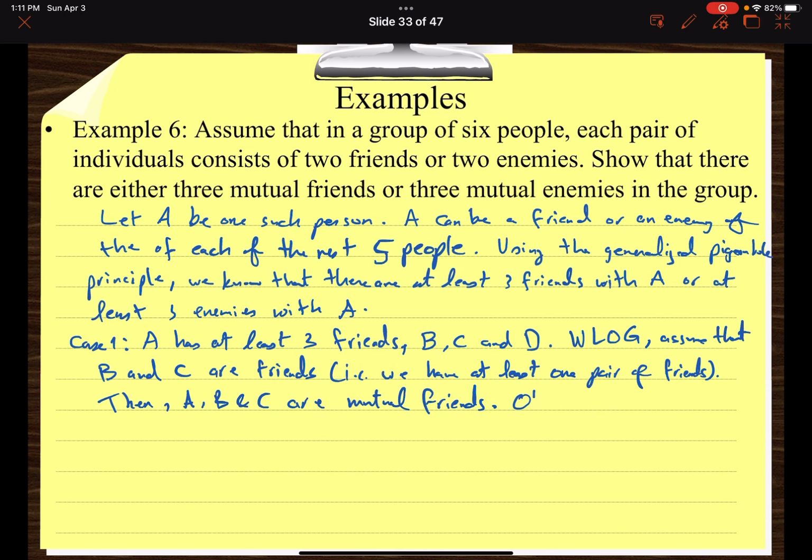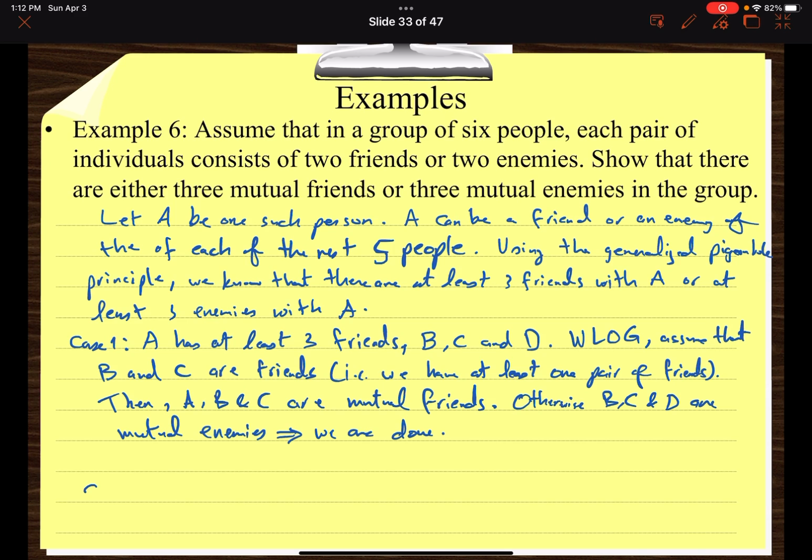Otherwise, B, C, and D are mutual enemies, which means that we are done, right? So in both cases, we are done. If at least one of the pairs is a friend, then with A, I will have 3 mutual friends. If none of the pairs is a friend, then all are enemies, so I have 3 mutual enemies.